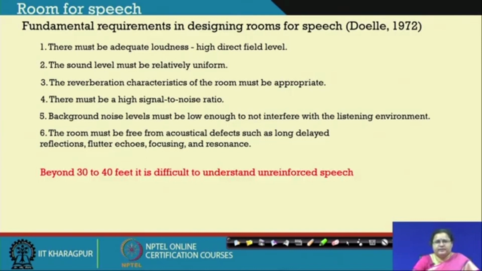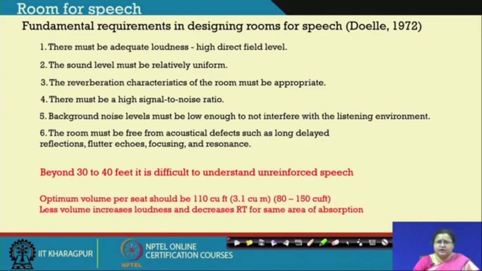We also have to keep in mind two phenomena: beyond 30 to 40 feet, it is difficult to understand unreinforced sound, and the optimum volume per seat is expected to be 110 cubic feet, which is 3.1 cubic meters, whereas the range mentioned is between 80 and 150 cubic feet. So, something in between, which is 110 cubic feet, is appropriate as the optimum volume per seat; that is the thumb rule for calculation.